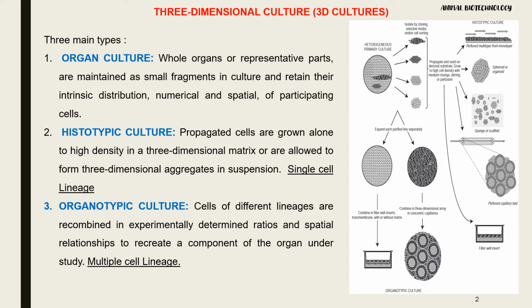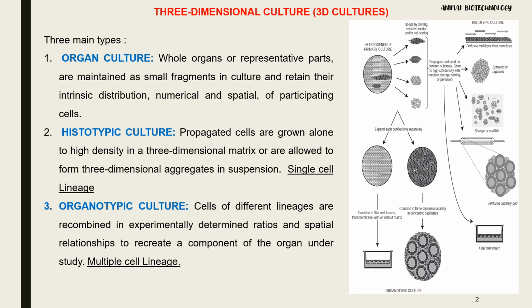Histotypic cell culture. These are cultures from single lineages. Individual cell lineages are selected from organs and propagated in culture conditions in a high density 3D matrix, as shown in the figure.